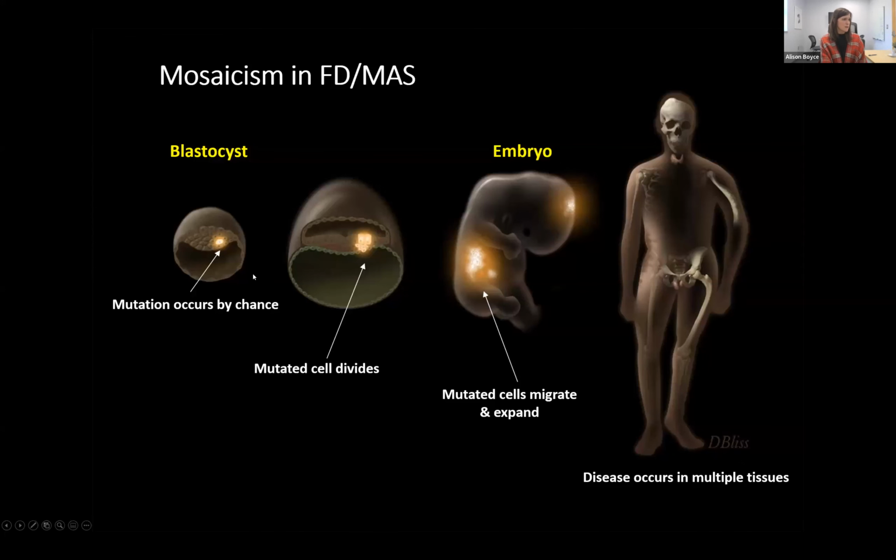And then just briefly, as a little bit more background, FD/MAS is mosaic, so it only occurs in some parts of the body. It never occurs in all of the parts of the body. That's because the mutation that causes this disease happens during embryogenesis while a baby is still forming. Very early in embryogenesis, the mutation happens by chance. And then everywhere that cell spreads throughout the developing embryo, it creates tissues that are affected by disease. So because we have disease in multiple different tissues and organs, we know that the mutation had to take place very early, before these different tissues differentiate.